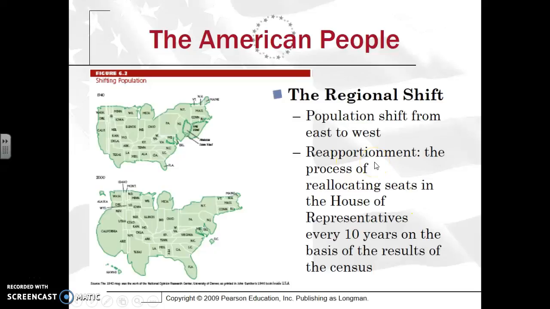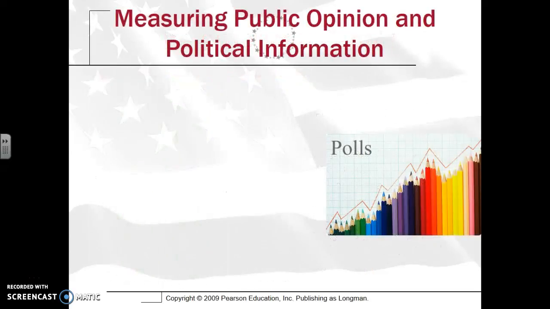So certainly be aware of that word reapportionment, in which you are reallocating the seats of the House of Representatives, because again, 435 seats are going to be distributed by population.